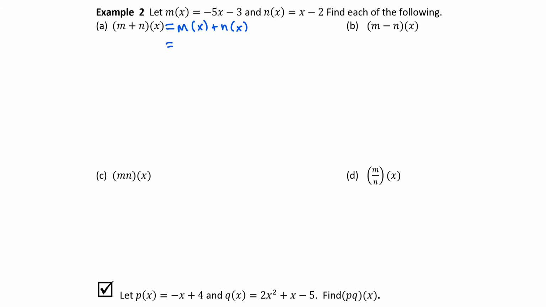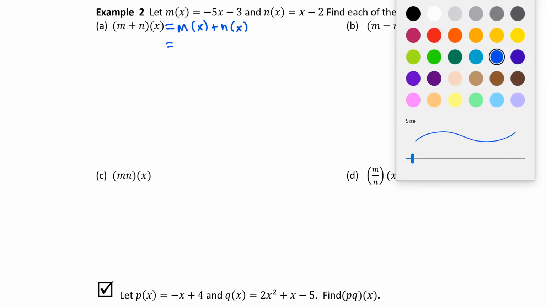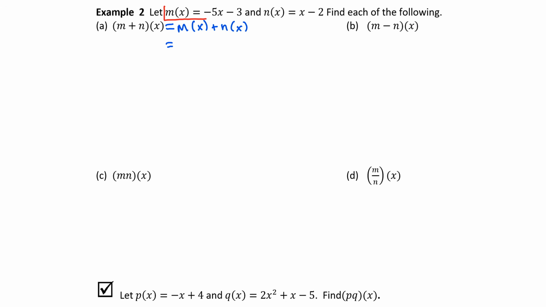Now, m of x is given by this function rule. M of x is equal to negative 5x minus 3. Notice that m of x is equivalent to this expression. So what I want to do is completely replace the function name, m of x, with its corresponding function rule, negative 5x minus 3. Okay, so I have replaced the m of x. I have replaced this with its equivalent.